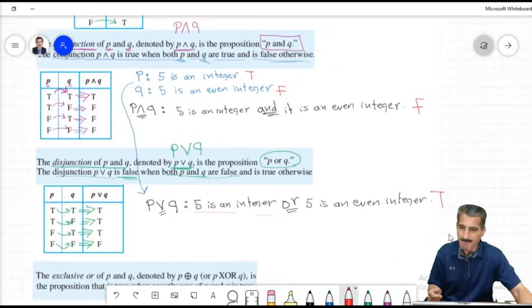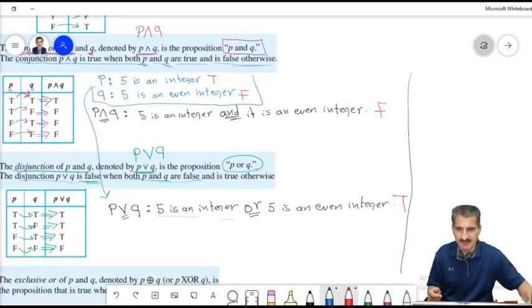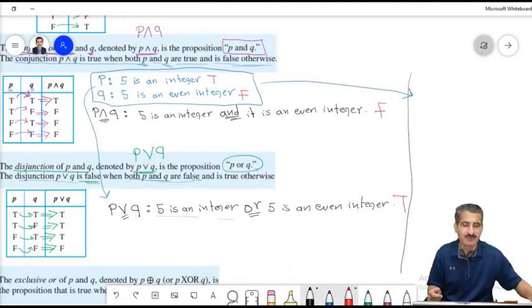Now, before I keep moving, I want to use this statement again to find the truth values of the following: P and not Q, not P and not Q, not P or Q, not P or not Q. So what are the truth values of all of these?